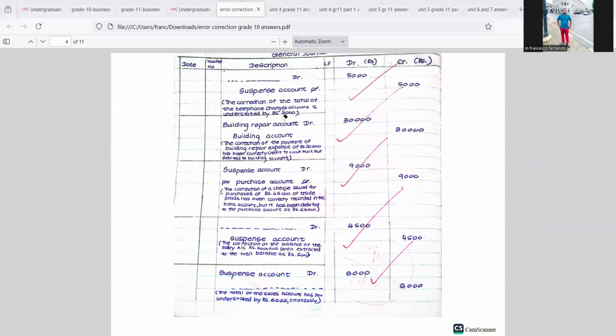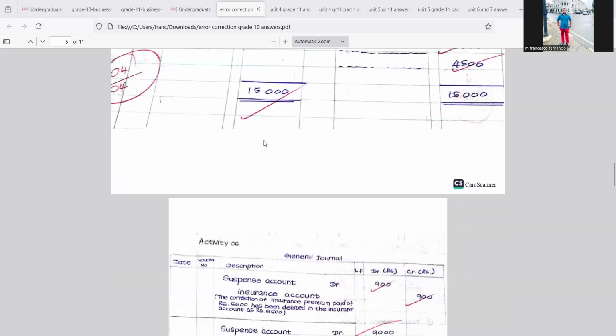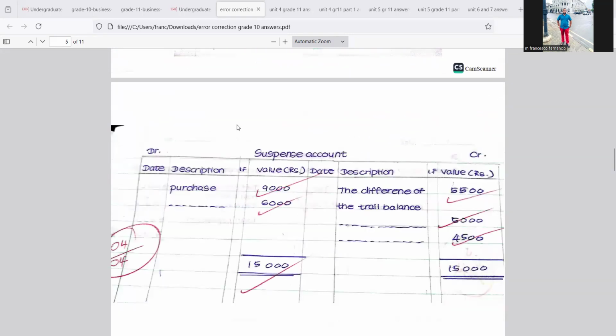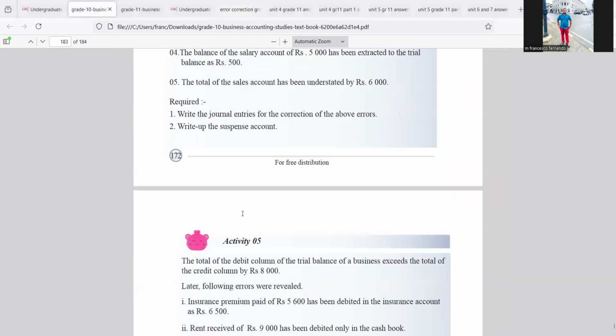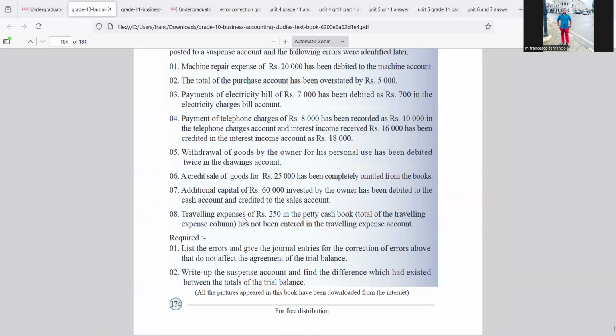Then the final thing you have to do is enter the suspense account transaction to the suspense account and both sides should be equal. Why is that? Suspense account is a temporary balance. So then there are a few more activities.